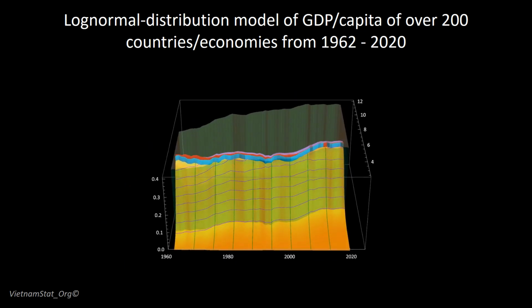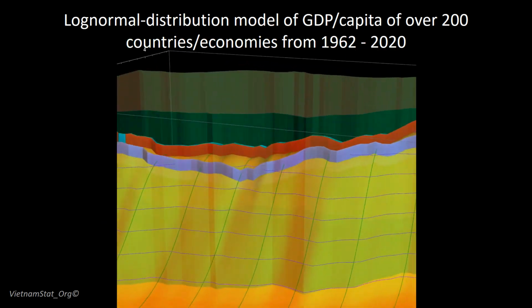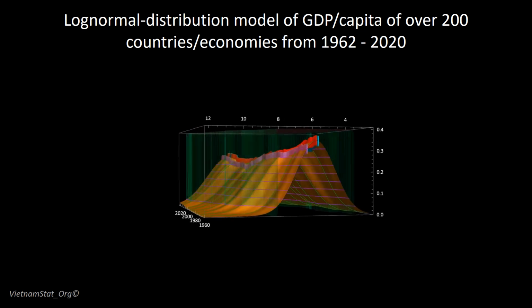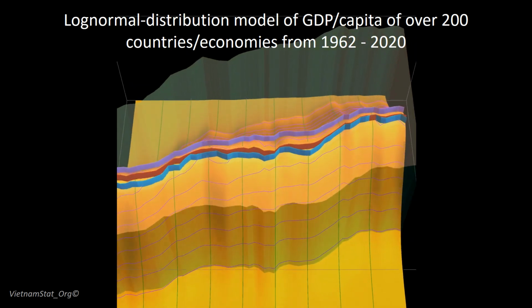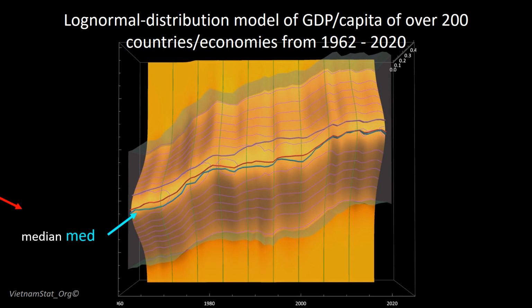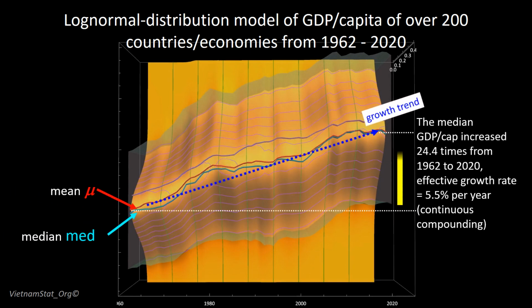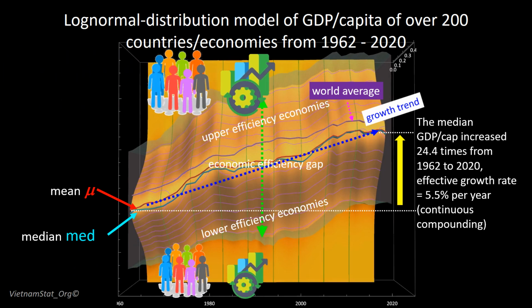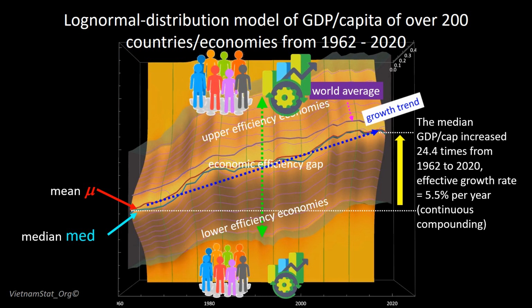Although with ebbs and flows, the GDP growth is steadily upward. The distribution spread increases moderately, and fluctuates along with the growth but not excessively. The world average runs parallel with the median. Over approximately 60 years, the median has a net gain of 24.4, an effective annual rate of 5.5%. The efficiency gap between the upper and lower economies varies, and the net increase is only 27%. The world average maintains approximately the same gap with the median, indicating little change in the demographic productivity difference between the upper and lower economies.